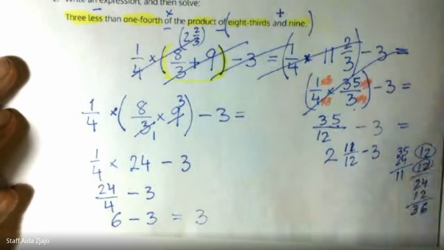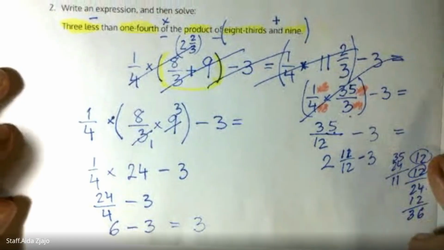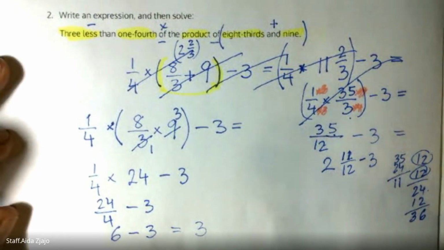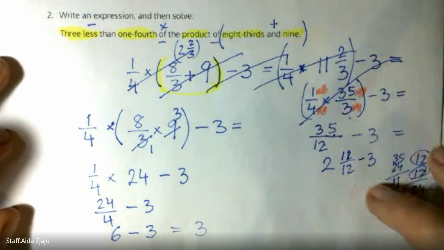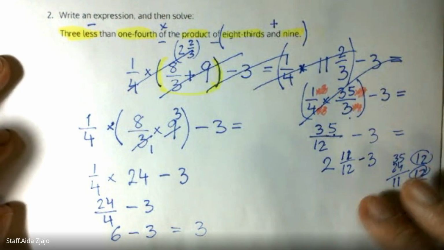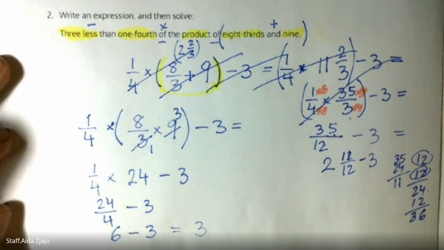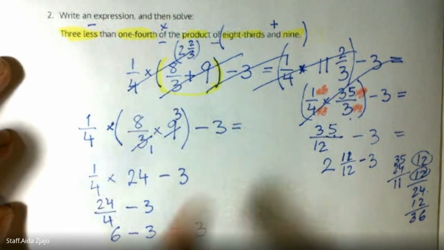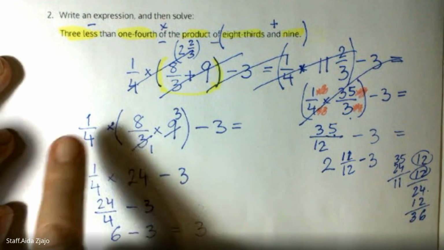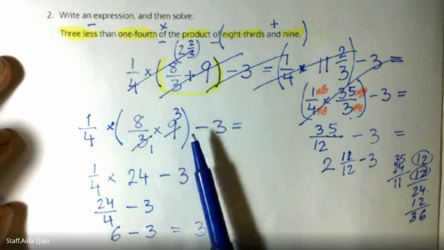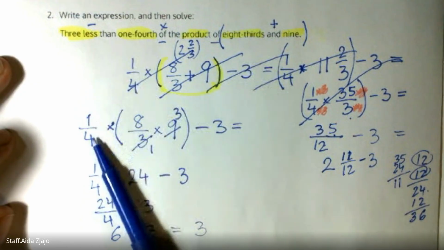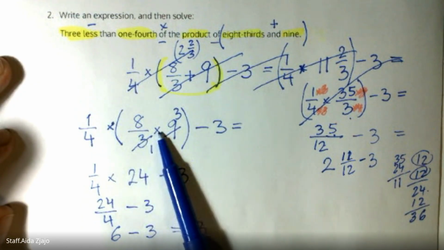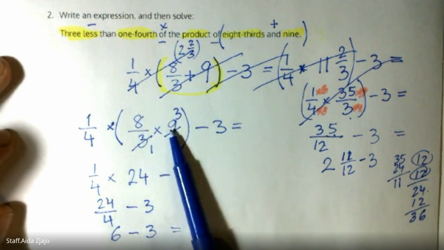So I find that when I try, if you are an ELA student, you can try versions and see if one is not making sense. Then you will find which one is making sense, and this one is the one that we should stick with. It means 3 less than 1/4 of the product between 8 thirds and 9.